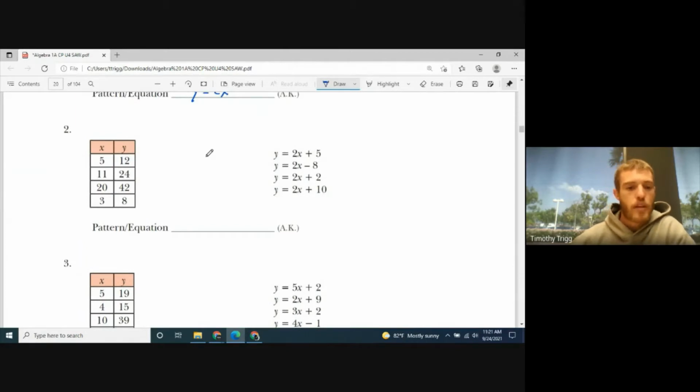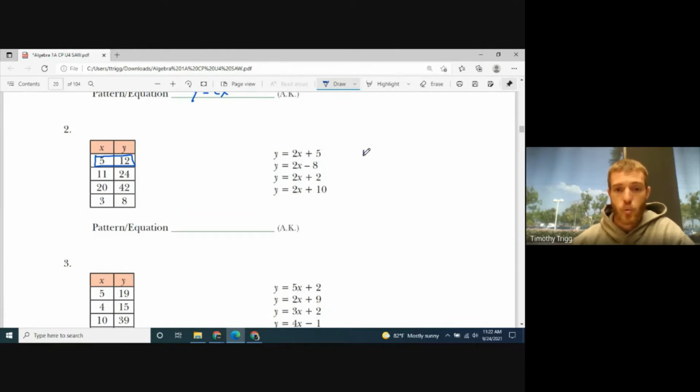All right, let's try this next one. So again, I'm going to try each of the equations to see which one produces these coordinate points as solutions. So I'm going to try this first point, 5, 12. And I'm going to replace the y with 12, and I'm going to replace the x with 5. And I'm going to check which of these equations is going to give me the correct solution. Okay, so let's try this first equation.